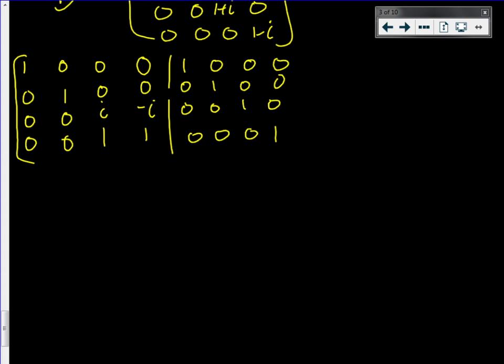We want to reduce this. And I guess I really do want to move this over just a little bit.